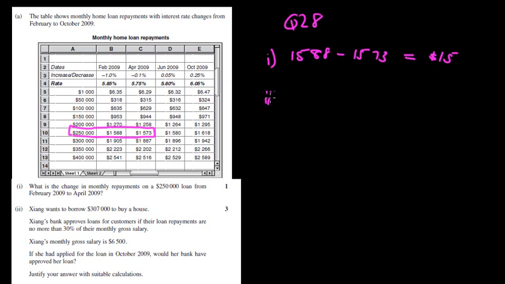The second part looks at Chang, who wants to borrow $307,000 to buy a home. Her bank approves the loan for customers if their loan payments are no more than 30% of their monthly salary, and we're told what her monthly salary is. So $6,500, let's times that by 0.3, which is 30%. We get a value of 1950. So if the repayments are less than 1950, then yep, she would be given the loan. If it's more than 1950, then she'd be refused.